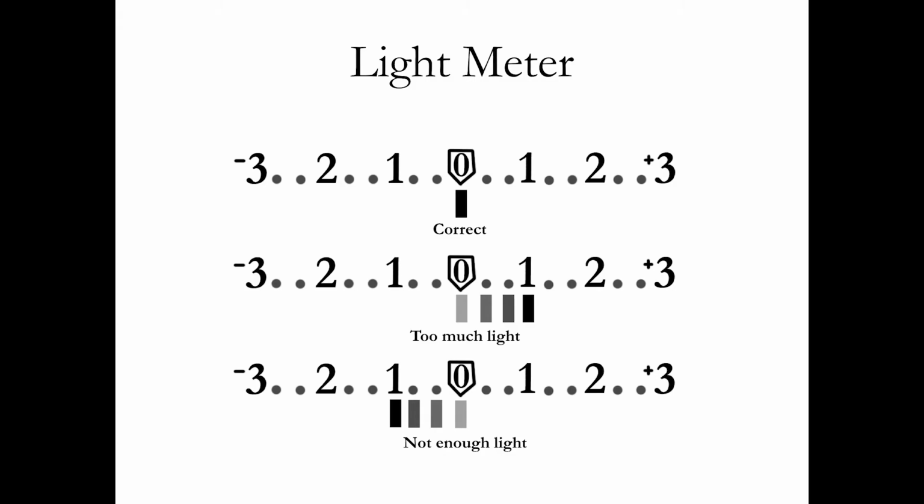And our goal is to get your meter to look like that first line, with a solid dash in the center at 0, meaning you're letting in just the right amount of light. If there are dashes in the plus direction to the right, too much light is entering your camera, and the light meter thinks you should take light away. If there are dashes in the negative direction to the left, not enough light is entering your camera, and the light meter thinks you should add light.